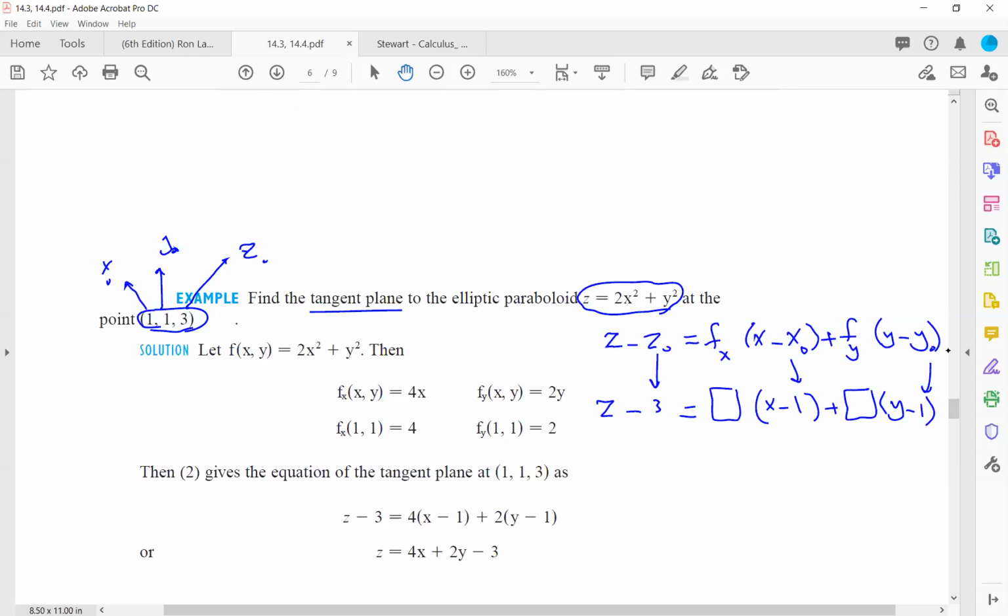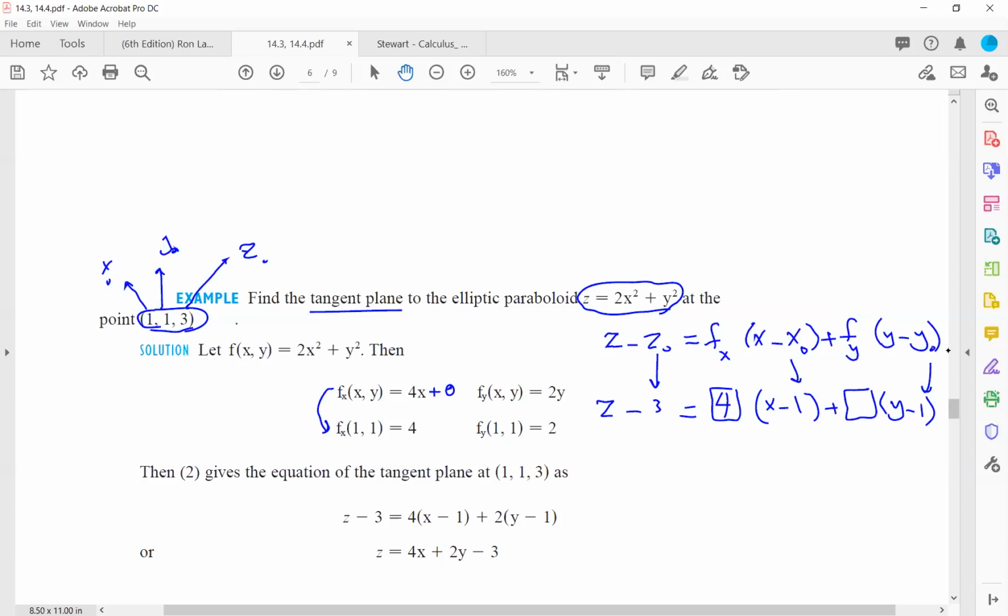So let us take the derivative of the function with respect to x. First of all, the first term has x in it, so the derivative is 4x. The second term has only y in it, so the derivative is 0. Now you have to evaluate the partial derivative with respect to x at (1, 1), which is 4. So my partial derivative of the function with respect to x is 4.